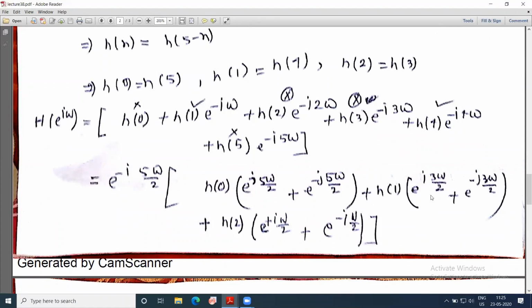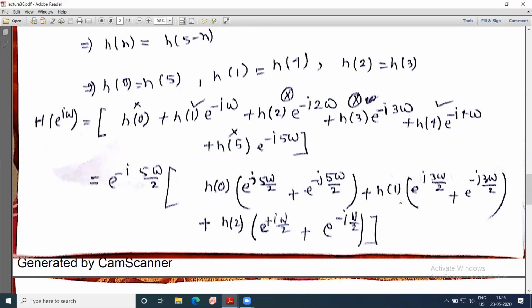Similarly, if I take common h1 and e power minus j 5 omega by 2, it will be e to the power j 3 omega by 2 into e power minus j omega by 2, because h4 equal to h1. For this particular part, if I take common minus 5 omega by 2, it will be 3 omega by 2. Is it not? If you multiply this, then 3 omega minus 5 omega, it will be minus omega by 2, omega by 2, so minus omega. This term corresponds to this term. And h1 equal to h4, so here it is 4 omega minus 5 omega by 2, so it will give you 3 omega by 2, because minus 5 omega minus 3 omega minus 4 omega, minus 8 omega by 2, this is equal to 4 omega. So h1 equal to h4.